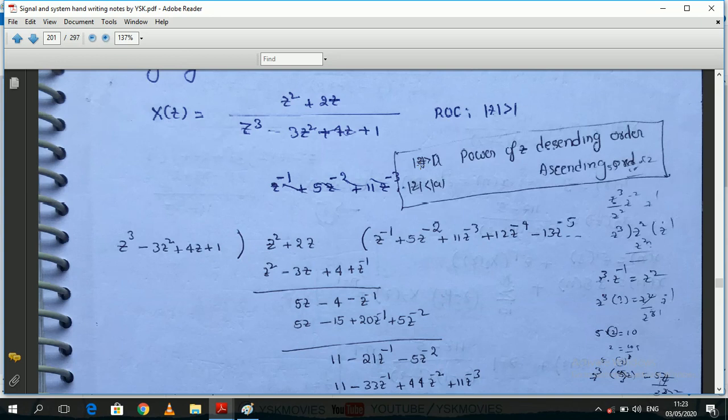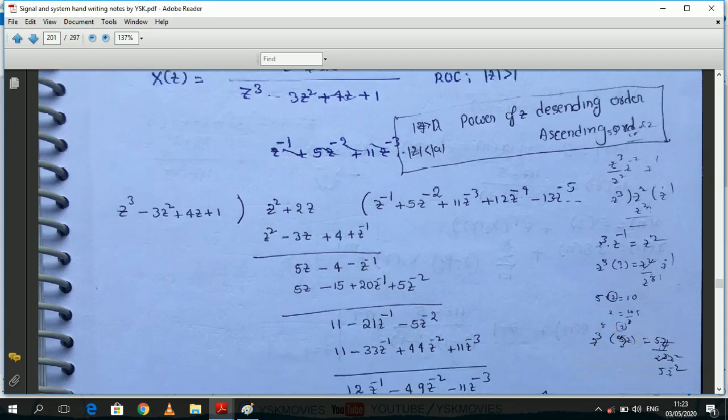By using the ROC, you can decide whether it is inside of the circle, a left side sequence, or outside of the circle, a right side sequence. That is the use of the ROC. Z greater than 1 means outside of the circle. That means a right side sequence, so you just multiply by u of n. That is the meaning of the problem. So how can you solve this?